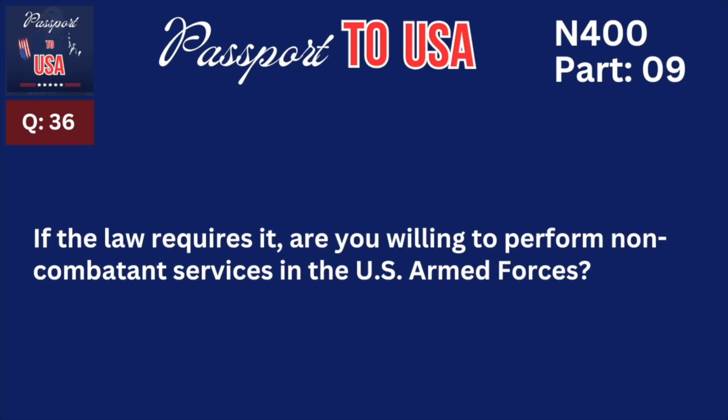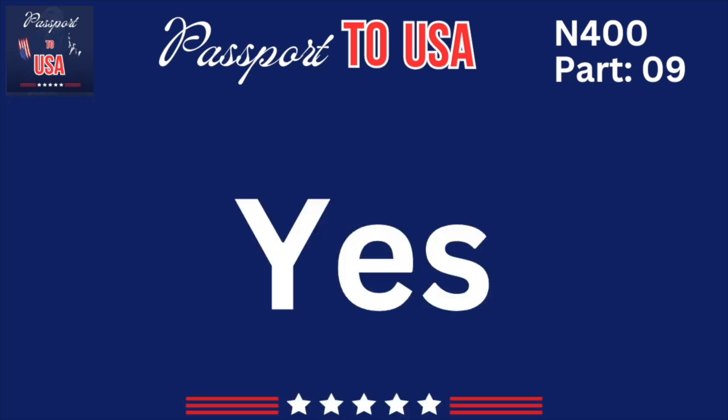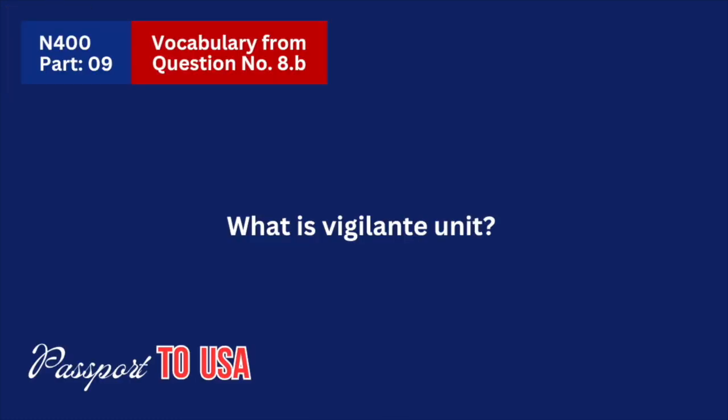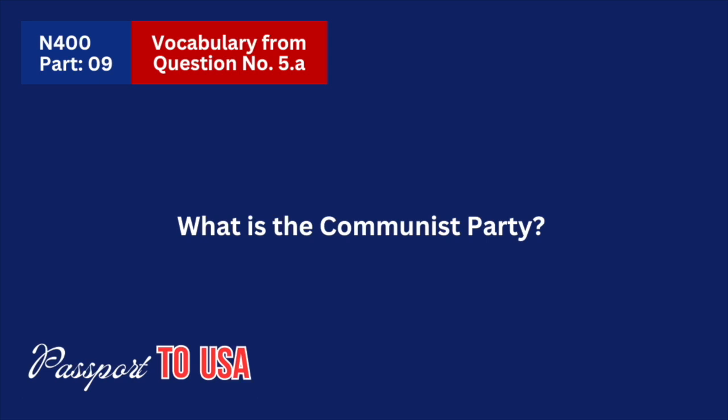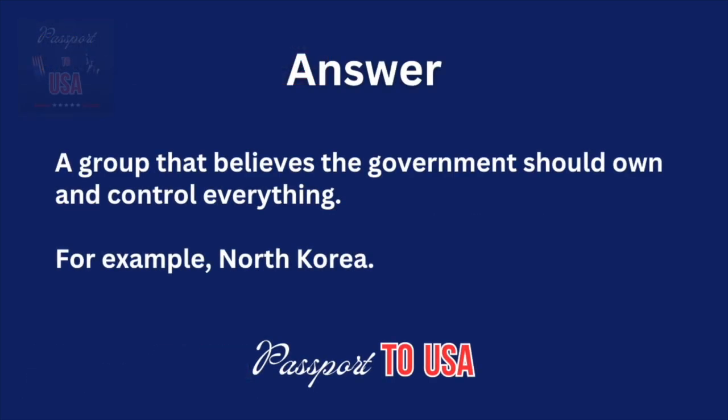If the law requires it, are you willing to perform non-combatant services in the U.S. Armed Forces? Yes. What is vigilante unit? A group that acts like the police, but is not official. What is the Communist Party? A group that believes the government should own and control everything. For example, North Korea.